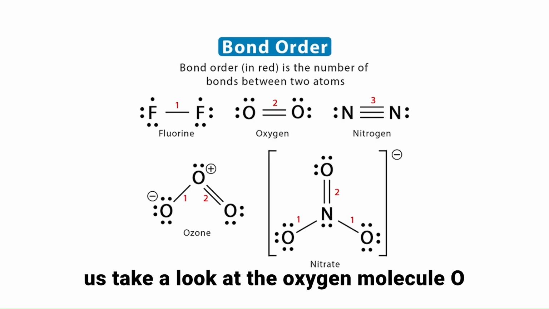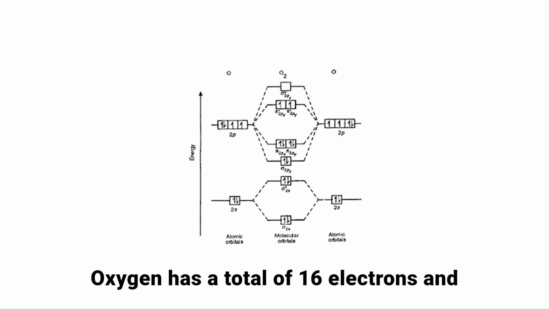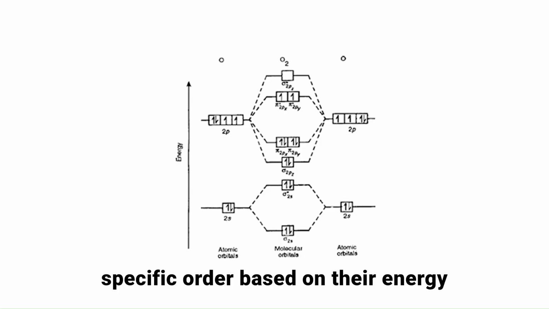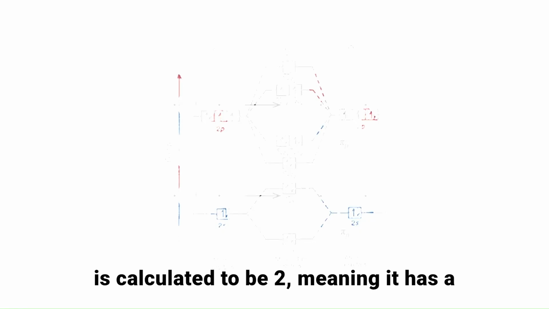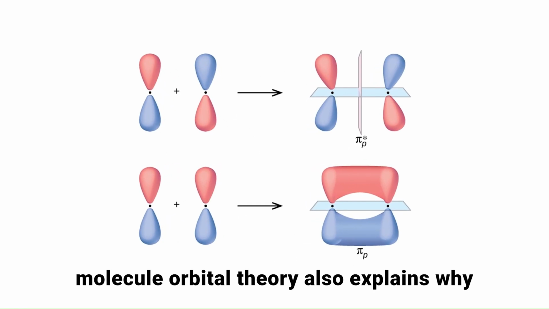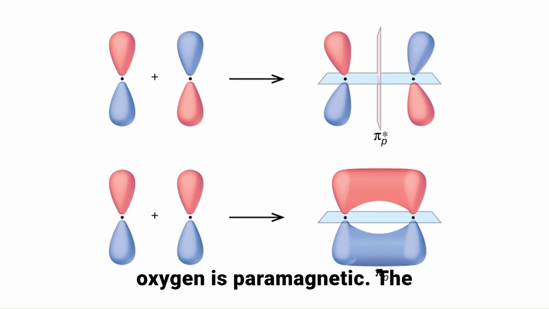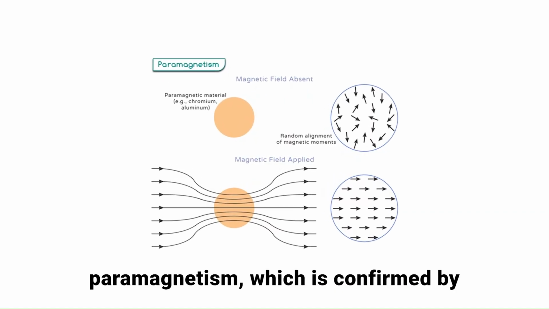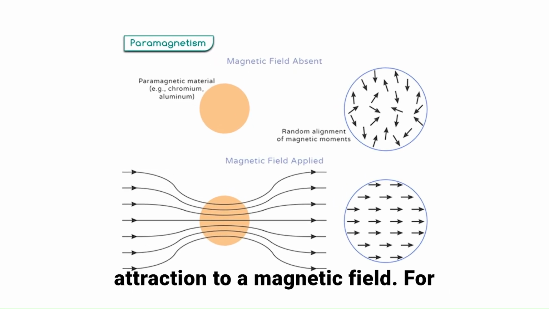Now, let's take a look at the oxygen molecule, O2. Oxygen has a total of 16 electrons, and when the atomic orbitals combine, the molecular orbitals are arranged in a specific order based on their energy levels. The bond order for oxygen is calculated to be 2, meaning it has a double bond. Interestingly, molecular orbital theory also explains why oxygen is paramagnetic. The presence of unpaired electrons in the antibonding orbitals leads to paramagnetism, which is confirmed by experimental evidence, such as its attraction to a magnetic field.